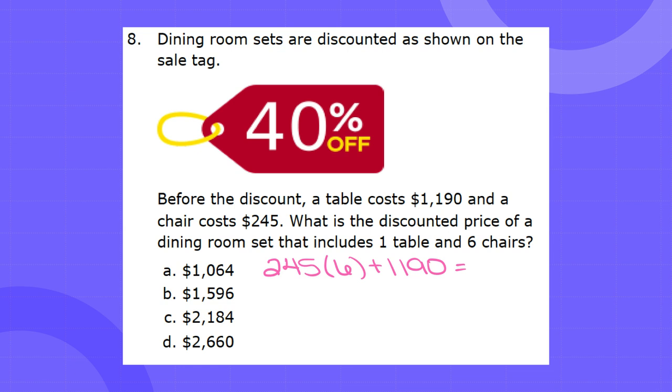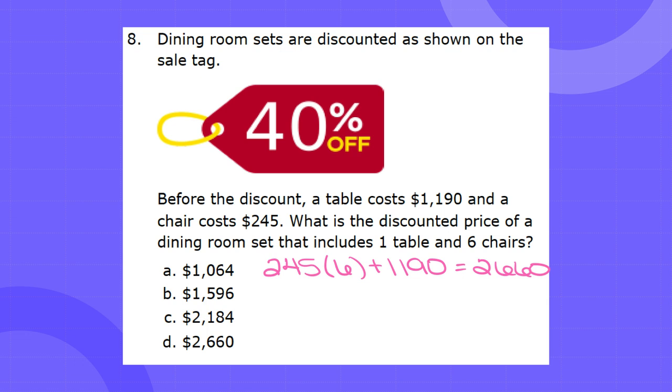Anybody? Come to me. Anybody who may have done it this way. Marley? Different way. I got 2,660. Okay. So before the discount, 6 chairs and a table is $2,660. What would be the next thing to do, Jimmy?